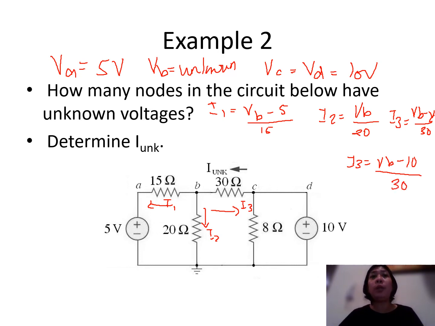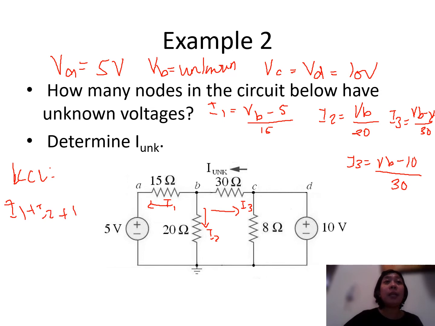Okay, so the 8 ohms here is not included because the current that will flow here has nothing to do with node B already. So we will not include the current which will flow across your 8 ohms. And then we're going to establish your KCL. So what is our KCL here? Okay, so our KCL here is I1 plus I2 plus I3 is equal to 0.